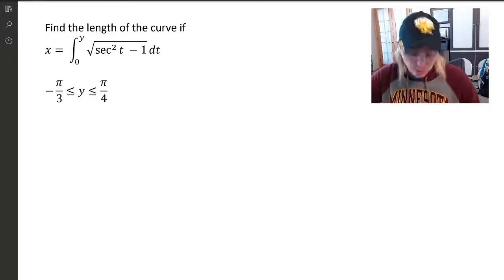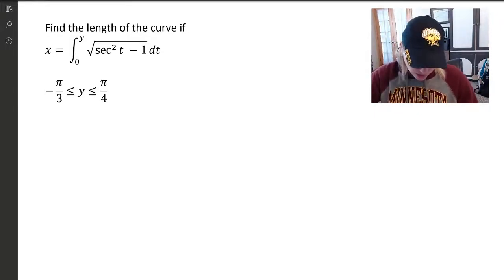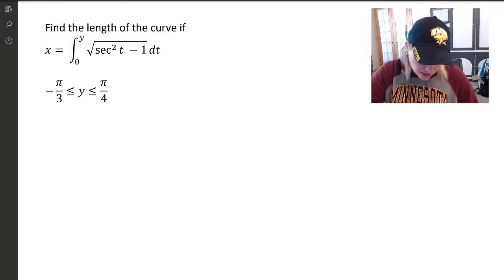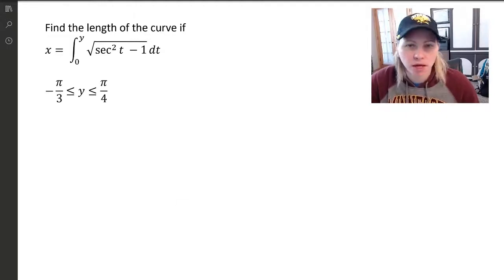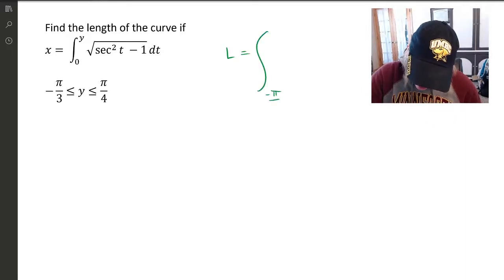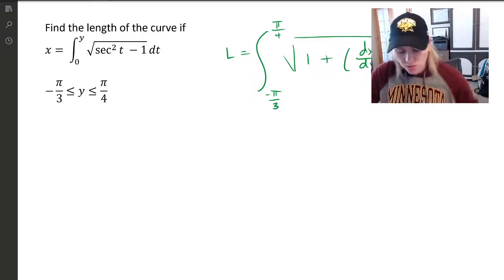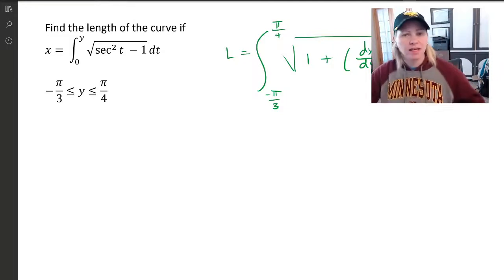This problem gives us a function in terms of x, so we know we're going to use that second equation. It says that we want to find the length of curve if x equals this, and we want to go from our first point, negative pi over 3, to pi over 4. So the length that I'm going to end up finding looks like this. This is the integral that I need to fill some information into: 1 plus dx/dy, the derivative of this equation, squared, and then dy. This will be my length of curve.